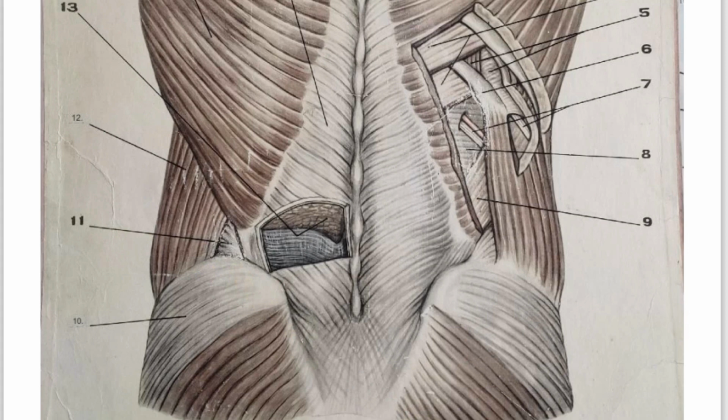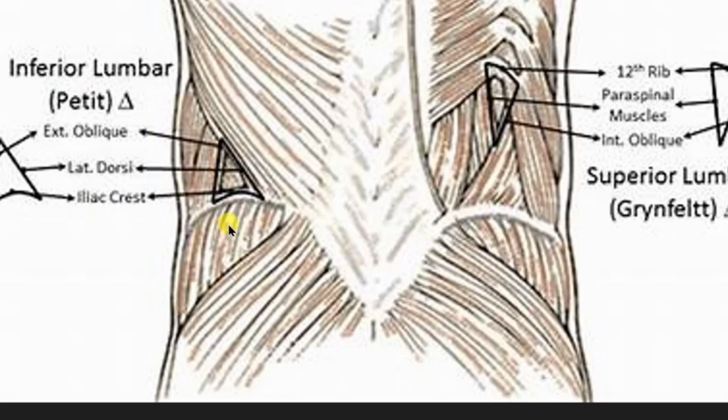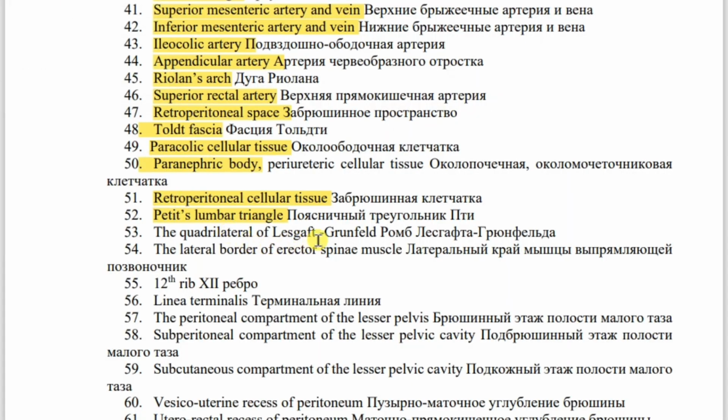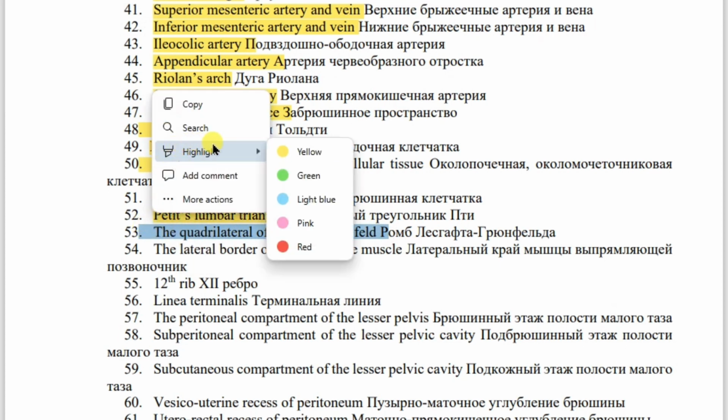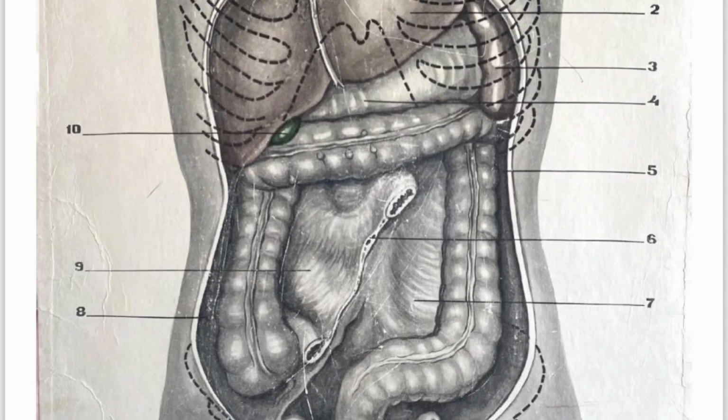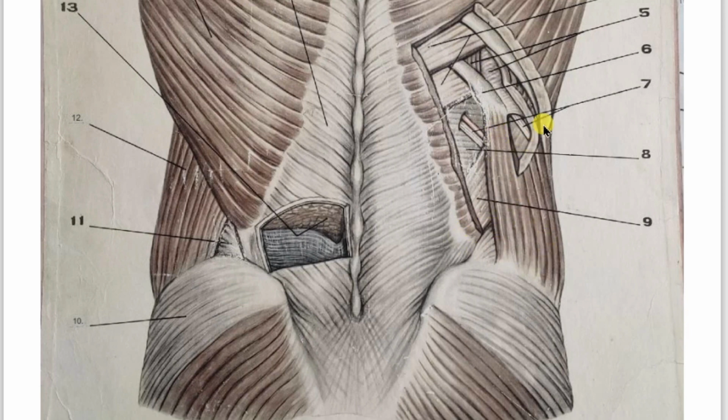Here I want to show you a picture where all muscles are already labeled. You can see here external oblique, latissimus dorsi and iliac crest. So this is our inferior lumbar triangle or Petit's triangle. Okay, so this is the general look of this triangle. So the next structure we have here is the quadrilateral of Grynfeltt. This is also a triangle on the dorsal part in the lumbar region. So let's see what it is.